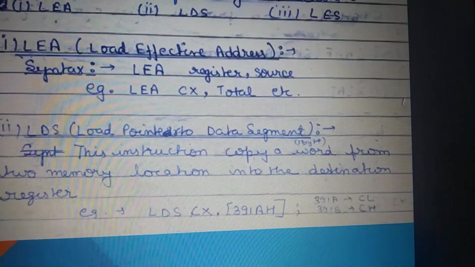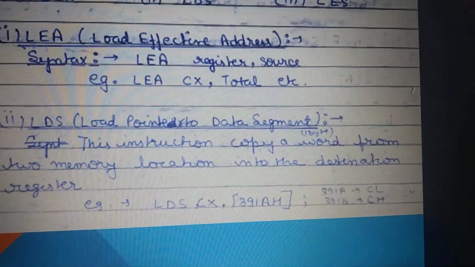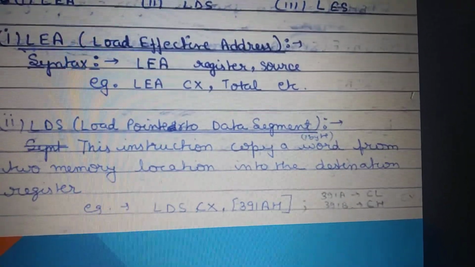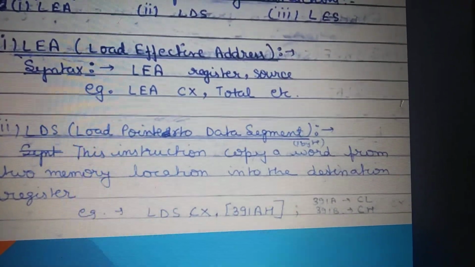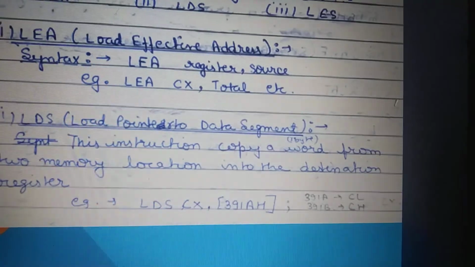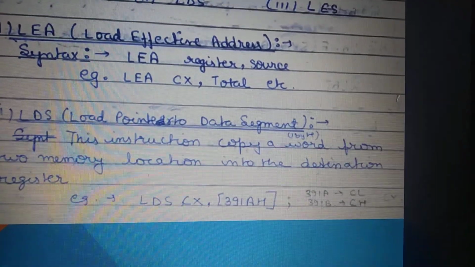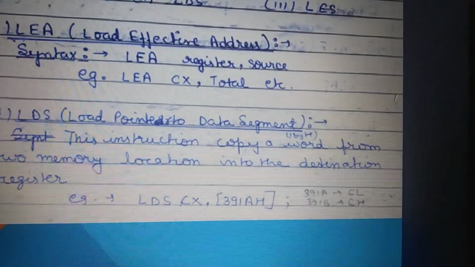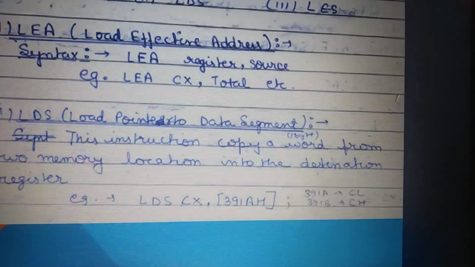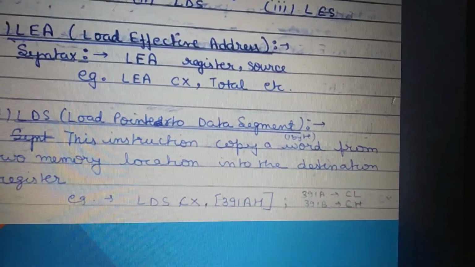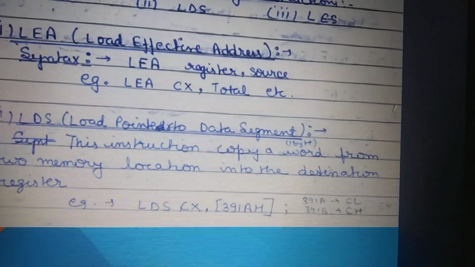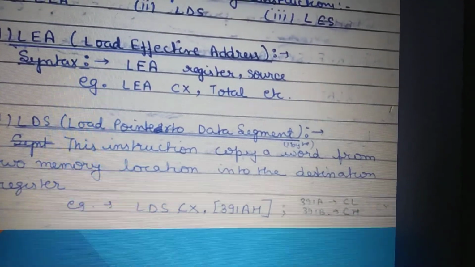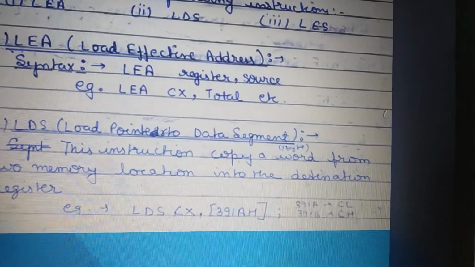For example, here 391A's content will be transferred to CL, and 391B's content will be transferred to CH. CX is divided in 2 parts, CL and CH. 391A content will be transferred to CL, and 391B content will be transferred to CH. As well as this data will also be transferred to the data segment registers.